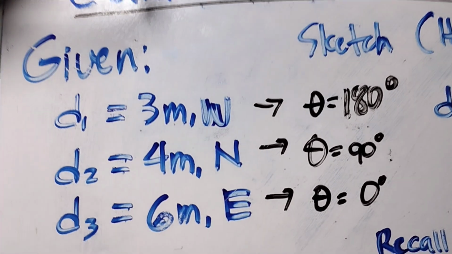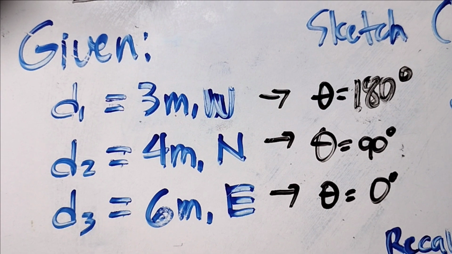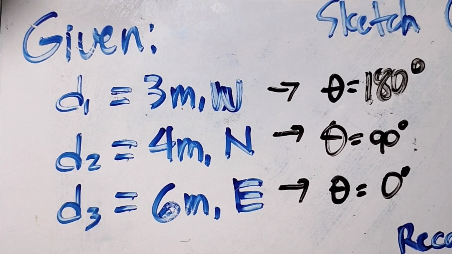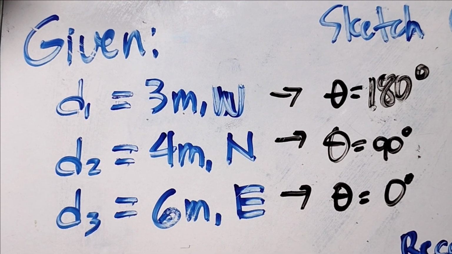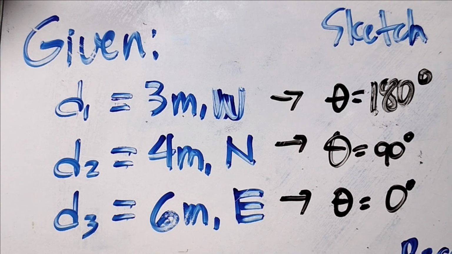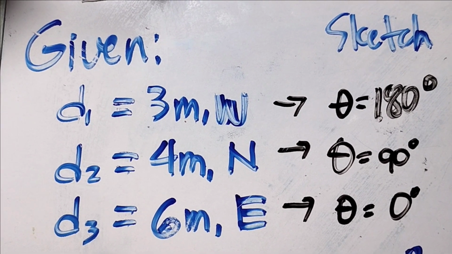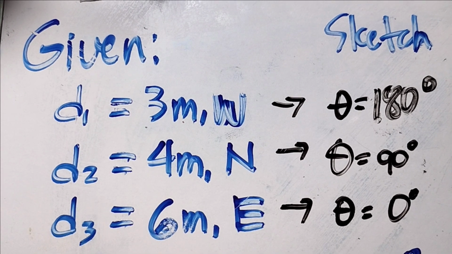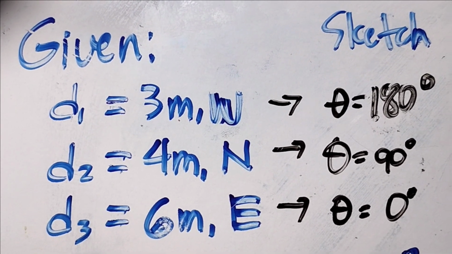We need to identify first the given. So the given in the problem are these. D1 is 3 meters west, D2 is 4 meters north, and then D3 is 6 meters east. If we change the geographical directions into angles, west is 180 degrees, north is 90 degrees, and east is 0 degrees from the positive x-axis.